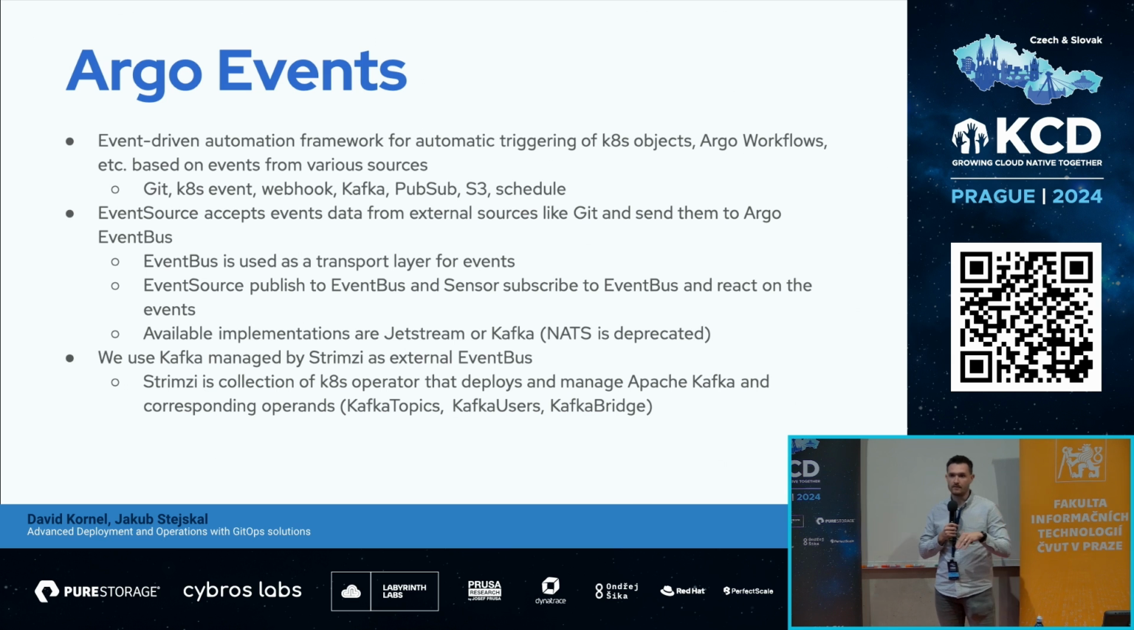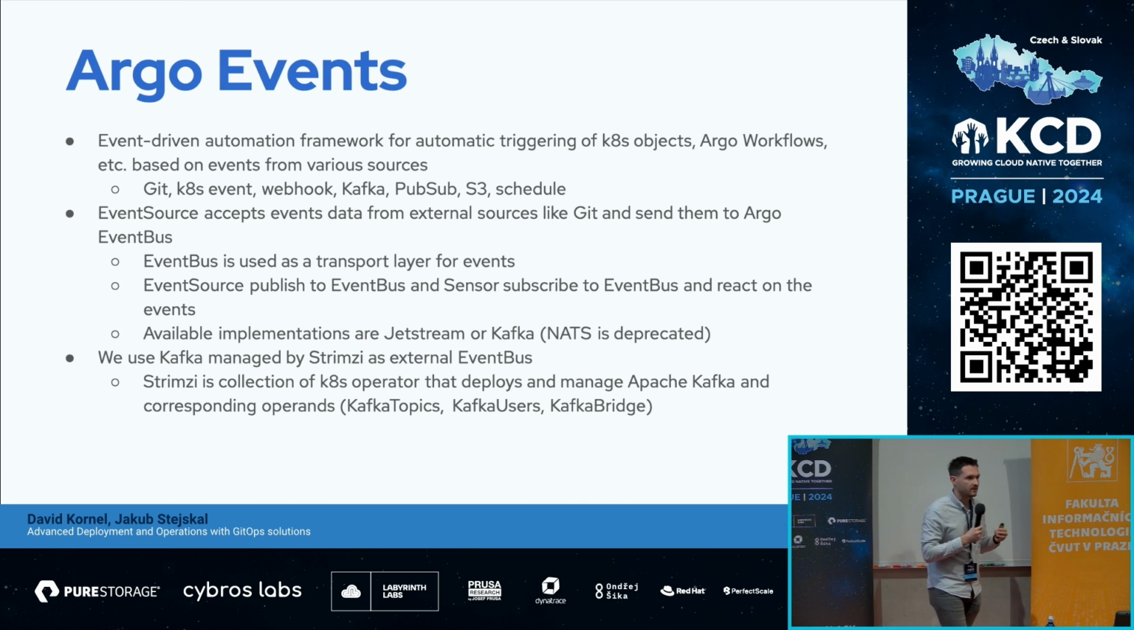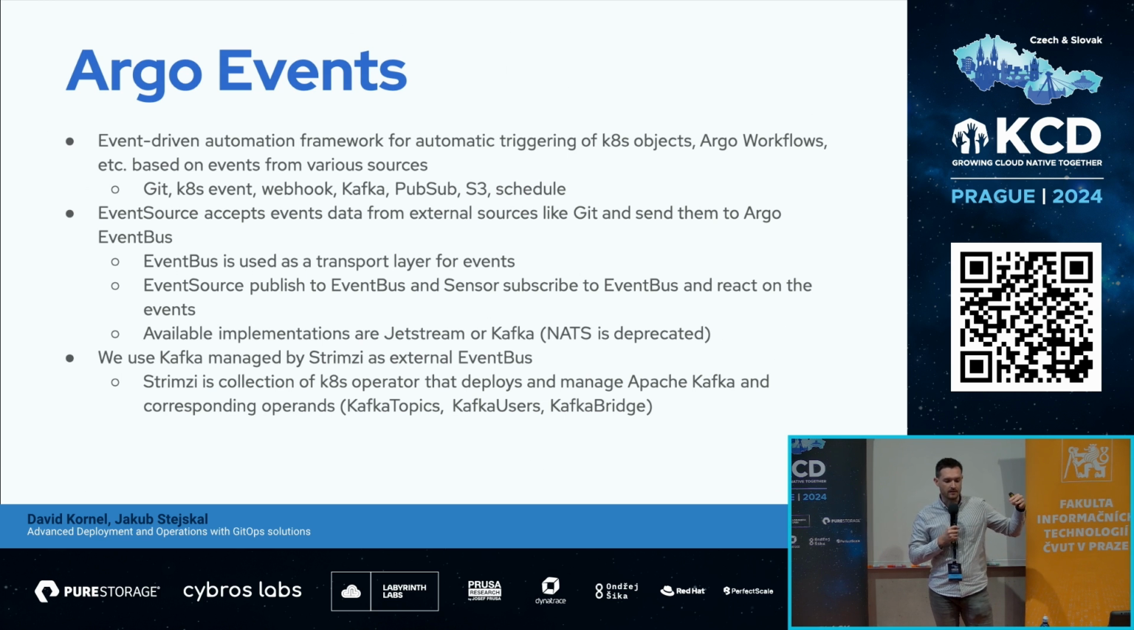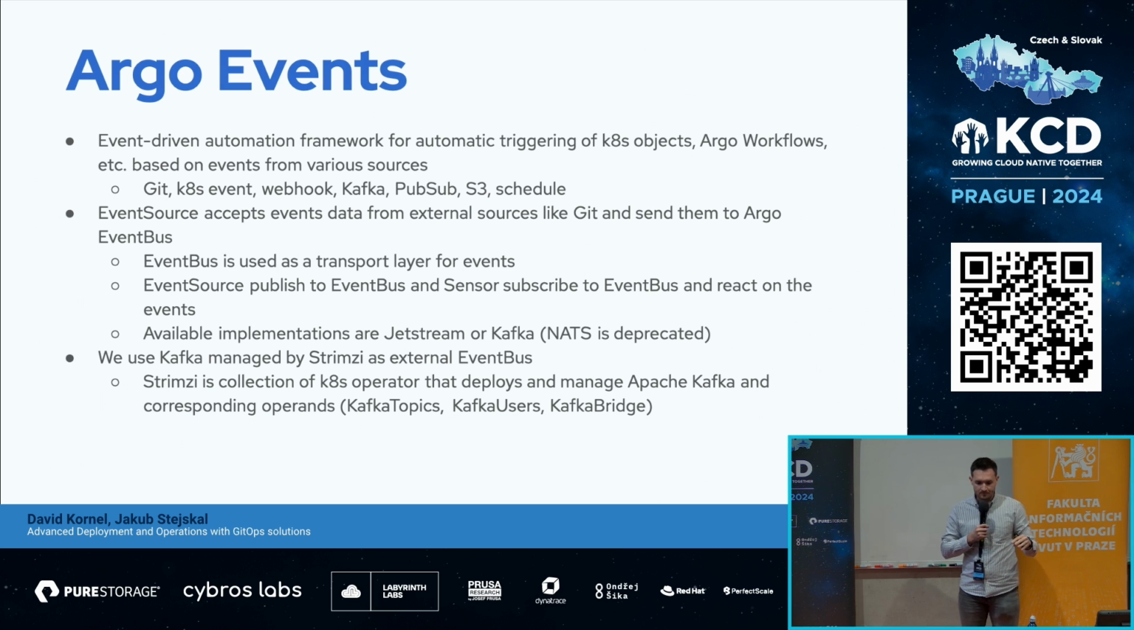As part of Argo Events, you also deploy Event Bus. Event Bus is used as a transport layer for events. So basically, you get an event from GitHub. It will be sent to the event source, which passes it to Event Bus, and then I think it's called the sensor. Yeah, the sensor itself will react to the event and trigger the specific workflow based on your configuration.